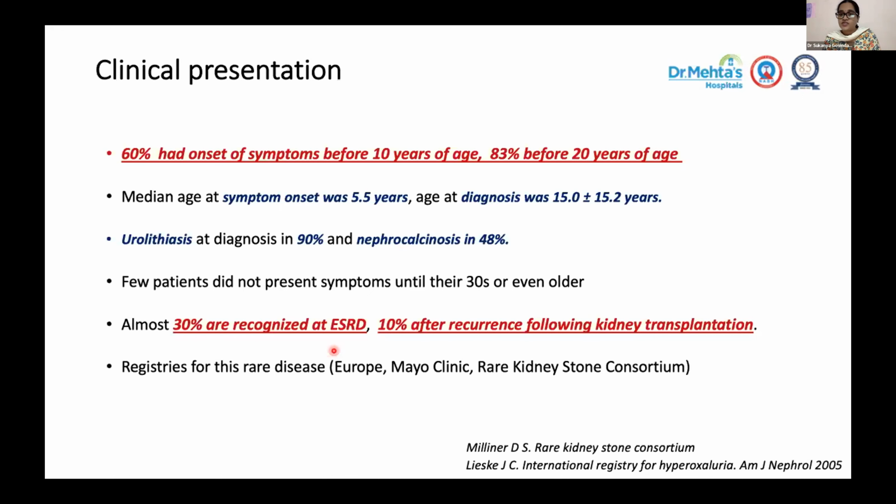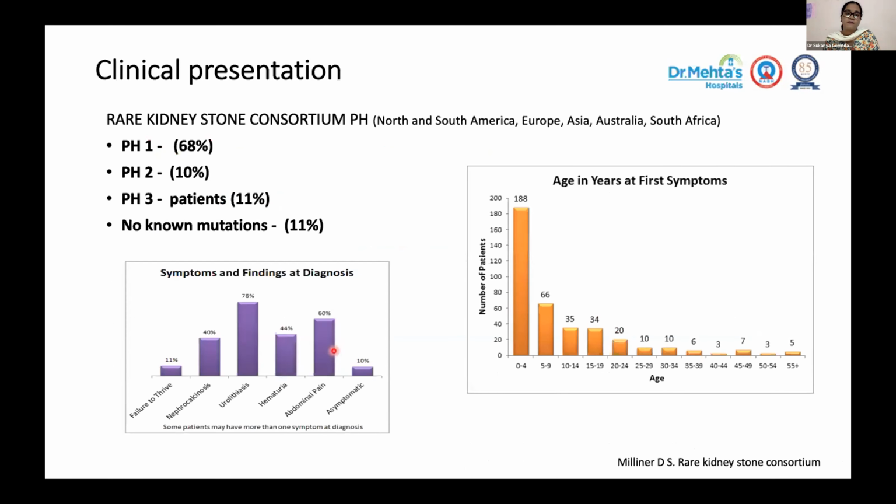There are many registries for this rare disease, which gives us an idea of what the most common presentation is and which age groups are affected. Of importance is the Rare Kidney Stone Consortium, which has roughly 800 to 900 patients to date. It includes almost all continents, and many countries contribute to this registry. So it's a fairly heterogeneous record of hyperoxaluria, and it also involves multiple ethnicities.